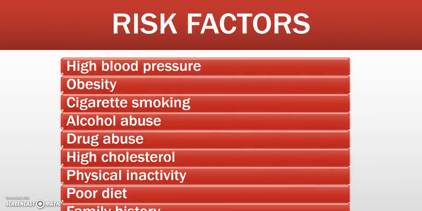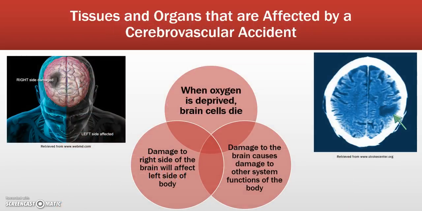Risk factors for a stroke include high blood pressure, obesity, cigarette smoking, alcohol abuse, drug abuse, high cholesterol, physical inactivity, poor diet, and family history. When oxygen is deprived, brain cells die. For example, damage to the right side of the brain will affect the left side of the body. Damage to the brain causes damage to other system functions of the body.